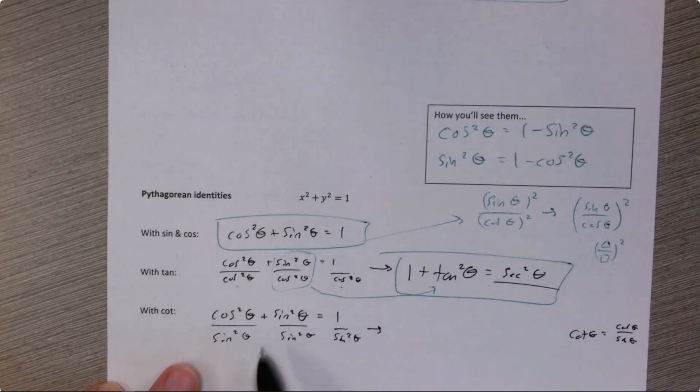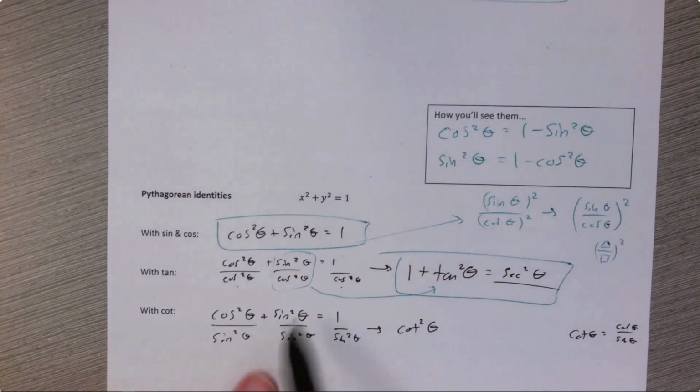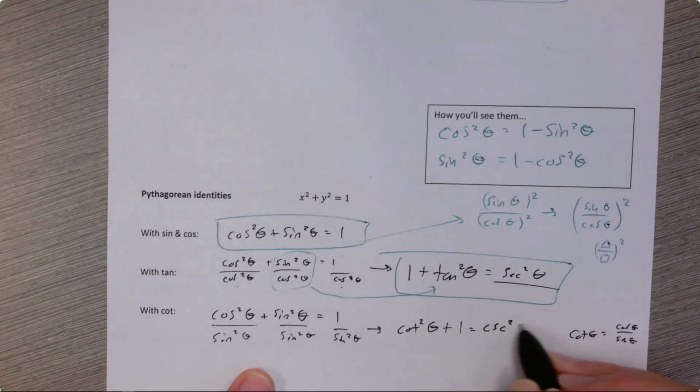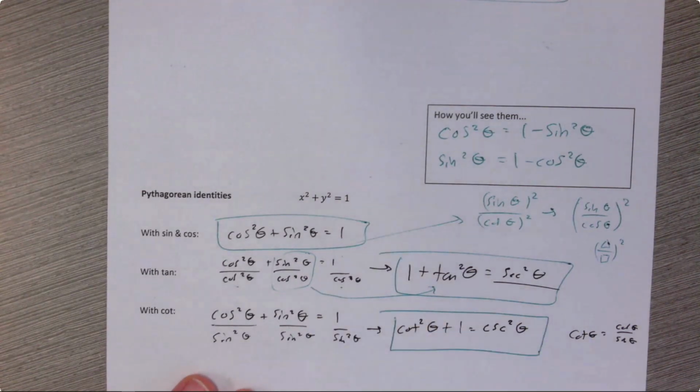And then we'll simplify. Cosine squared over sine squared is cotangent squared. Sine squared over itself is 1. And then 1 over sine squared is cosecant squared. So those are the 3 different versions of the Pythagorean identity.